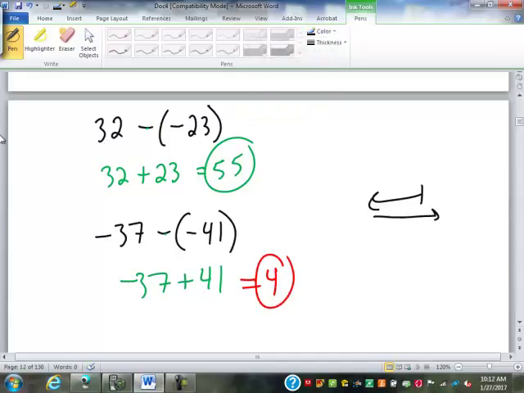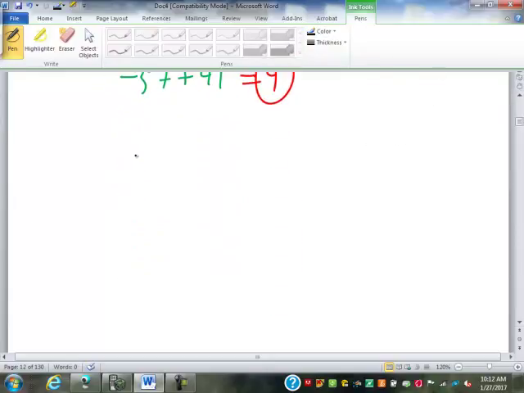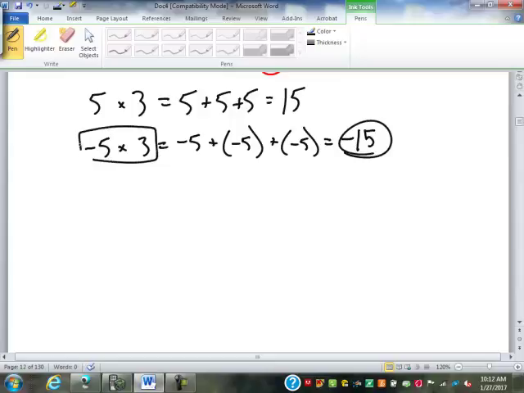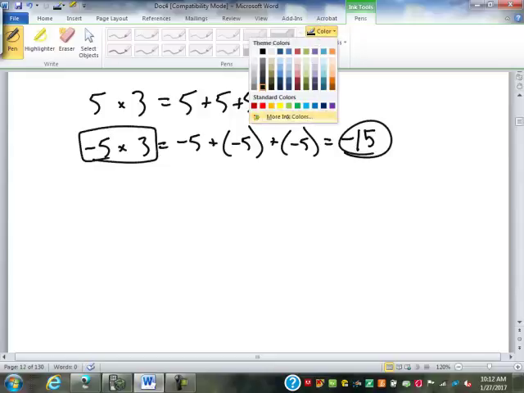Let's look at multiplication. We looked at 5 times 3. We said that was 5 plus 5 plus 5. Repeated addition. So with that definition in mind, negative 5 times 3 is pretty simple to envision. That's just negative 5 plus negative 5 plus negative 5, or negative 15. Not so bad.